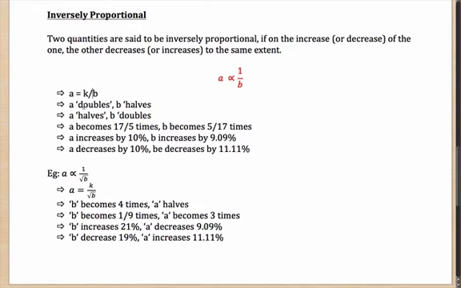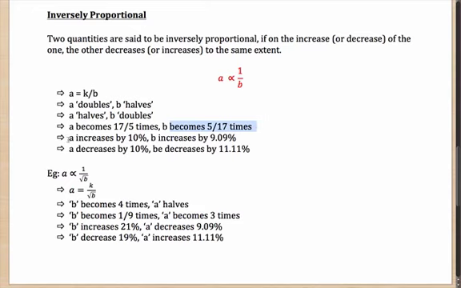So what does this mean? When A doubles, B halves. When A halves, then B doubles. They are reversed, as you can see. I think it will be clearer from this. When A becomes 17 by 5 times, B becomes 5 by 17 times of the original. So it is multiplicative in nature, it is becoming inverse, it is becoming reciprocal.